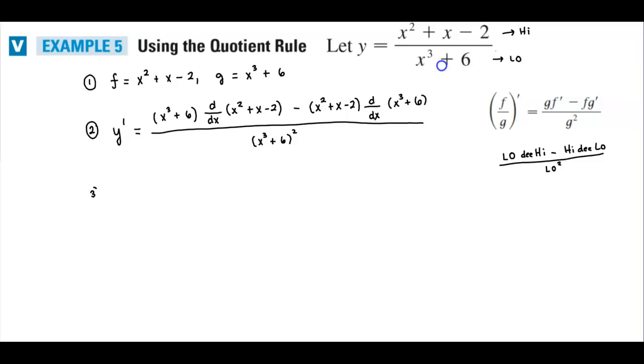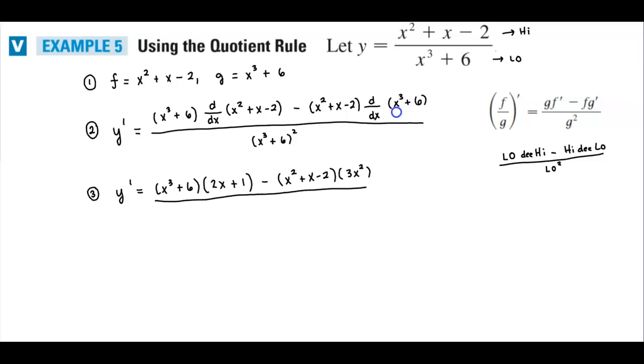So now let's take the derivatives of the functions that we have in our numerator. So we have x cubed plus 6, and now we're going to find the derivative with respect to x of x squared plus x minus 2. The derivative of x squared is 2x. The derivative of x is 1, and the derivative of minus 2 is going to be 0. So we get 2x plus 1. And then minus, we have x squared plus x minus 2, and if we take the derivative of x cubed plus 6, the derivative of x cubed is 3x squared, and the derivative of 6 is 0, all over x cubed plus 6 squared.